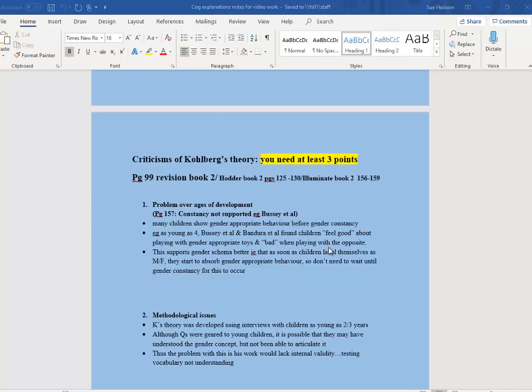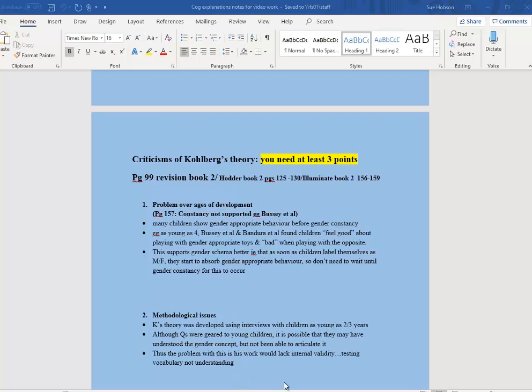But of course, with any theory, we also need to evaluate it. So we want some criticisms of the theory. We would probably start with something like this. There's a problem over the ages of development, and constancy isn't supported. Many children show gender appropriate behavior before gender constancy. And there's an example to develop your point. That doesn't really support Kohlberg's stages, or the ages of his stages.